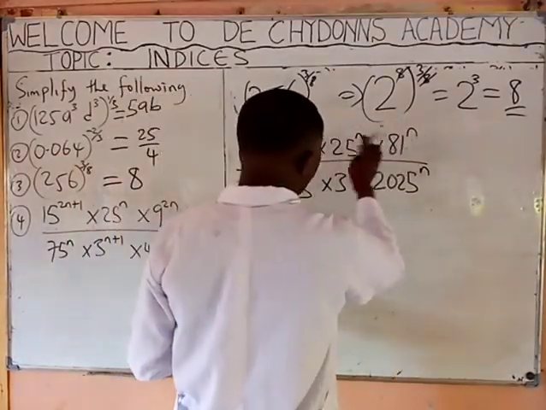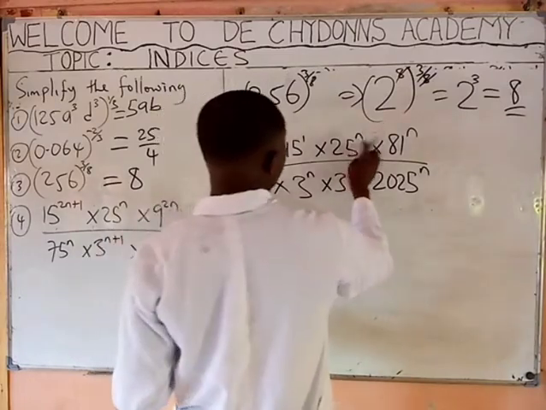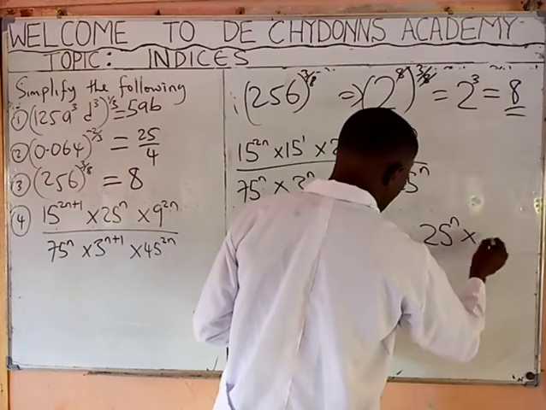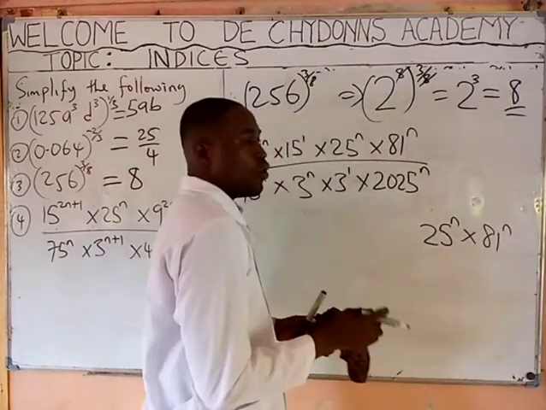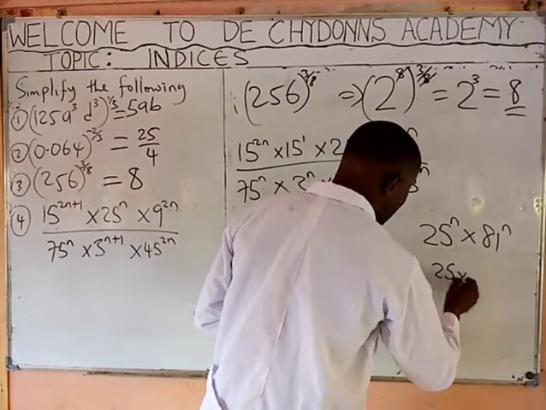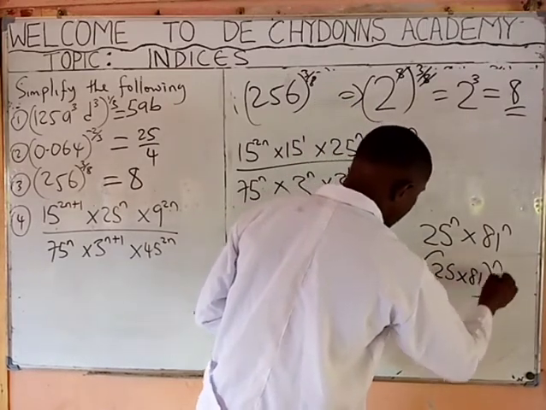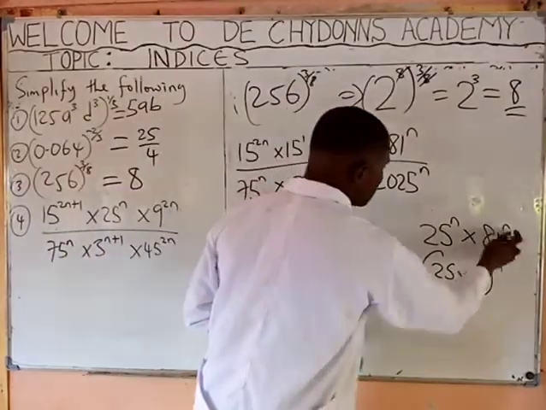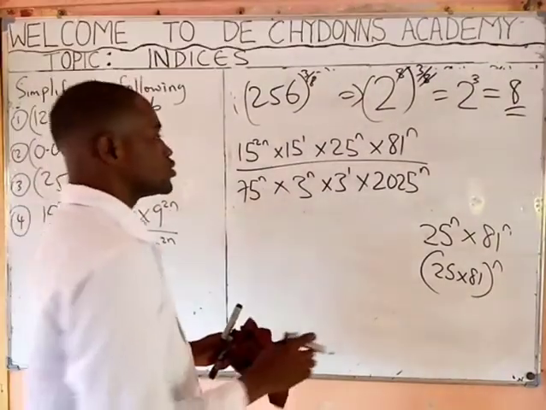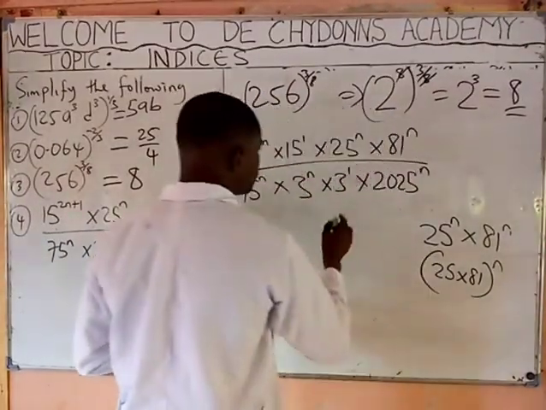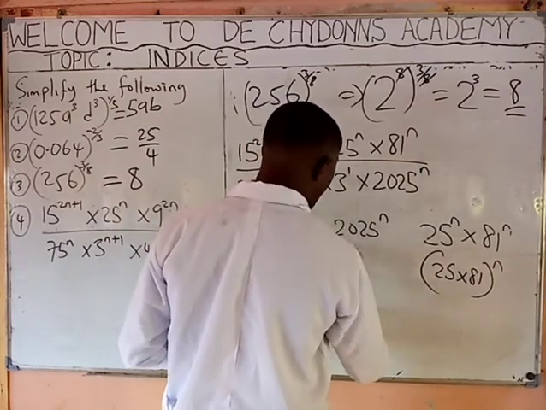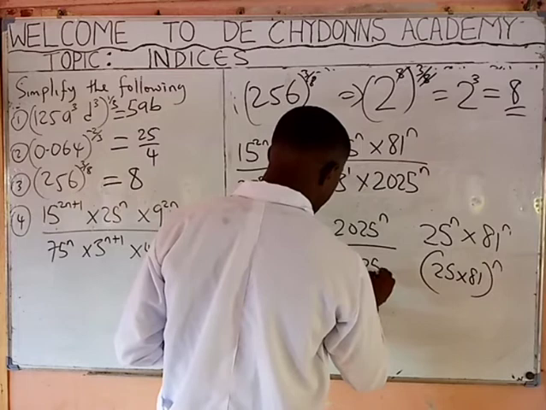Then, once we have this, 25 raised to the power of n times 81 raised to the power of n. Once the powers are the same, multiply their base. You say 25 times 81 all raised to the power of n. So once their powers are the same, multiply the base and raise to one of the powers. So that will be giving us 2025 raised to the power of n all over the denominator.